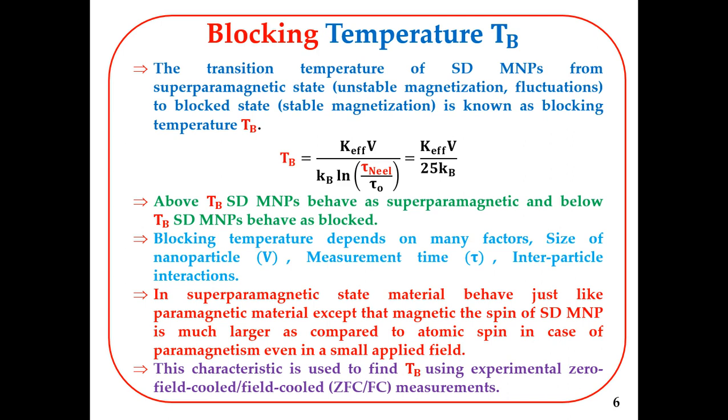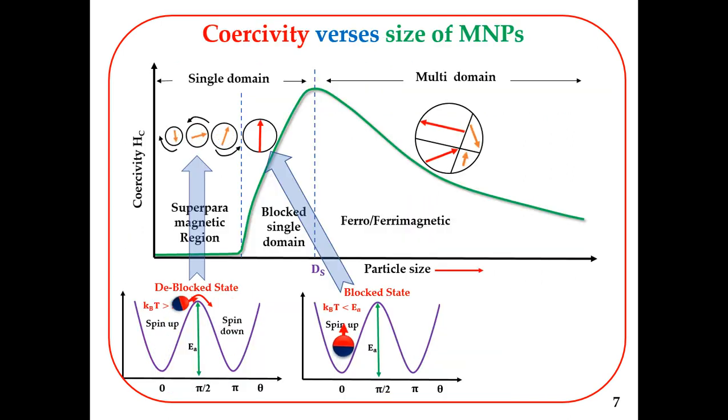In the superparamagnetic state, the material behaves just like a paramagnetic material, except the magnetic spin of a single domain is much larger compared to the atomic spin. The superparamagnetic state can be easily understood if we understand this curve. And the coercivity diminishes in the superparamagnetic state because the spin is fluctuating very much.